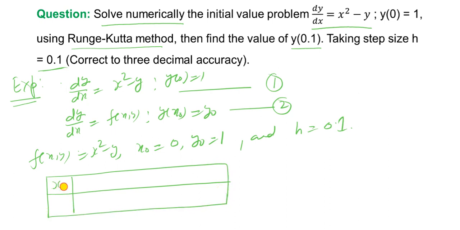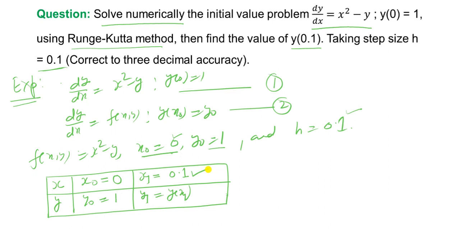So x values x0, x1, then y values y0 and y1. When x0 is equal to 0, which is given in the problem, y0 is equal to 1. Those are the initial conditions. Then x1 is x0 plus h, so x0 is 0, h is 0.1, so this value is 0.1, and y1 is y of x1.